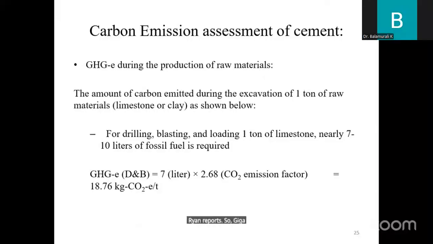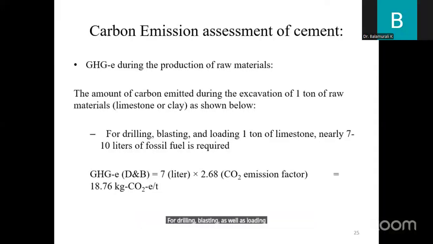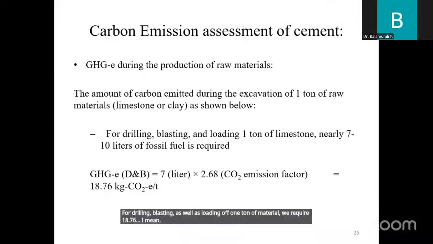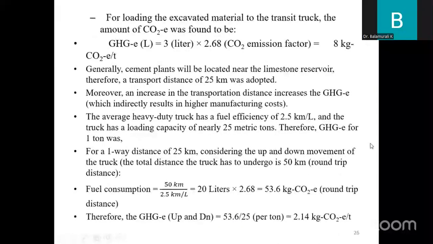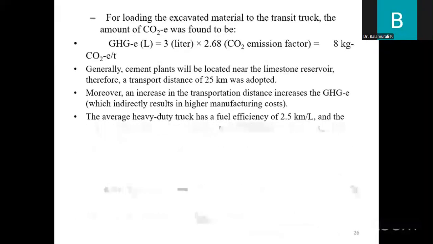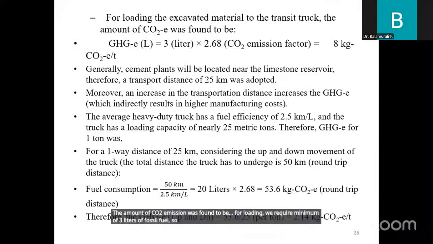So GHG emission, DNP represents drilling and blasting. So 7 liters of fossil fuels into 2.68, which is the CO2 emission factor. So for drilling, blasting as well as loading of 1 ton of material, 18.76 kgs of CO2 is emitted. And next, loading. For loading the excavated materials to the transit truck, we require minimum of 3 liters of fossil fuel. So 3 into 2.68 will approximately give 8 kg of CO2 emission per ton.